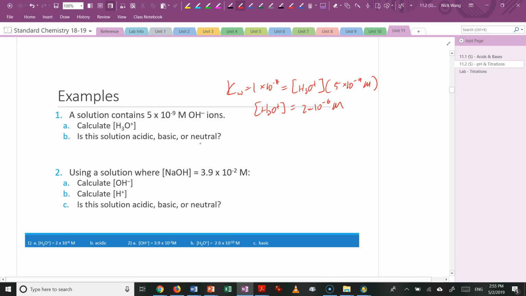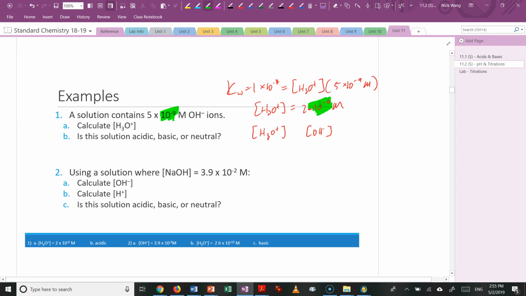Let's see what happens if you compare these. The H3O plus concentration for the solution is 2 times 10 to the minus 6th. Is it greater than or less than the hydroxide, OH minus, concentration? Which one's bigger? Let's take a look at the numbers one more time. One thing to keep in mind here is that we're talking about the exponent. That's probably your best bet.